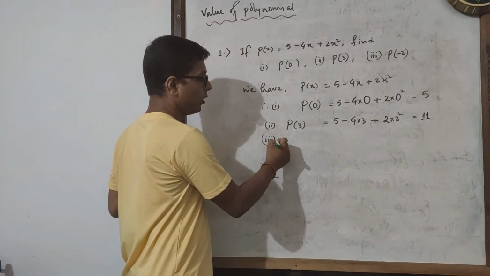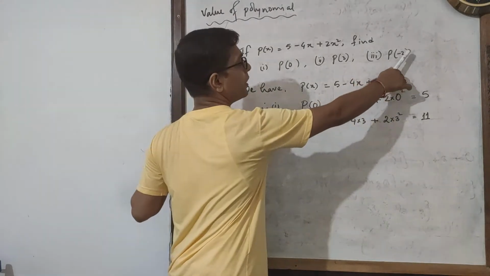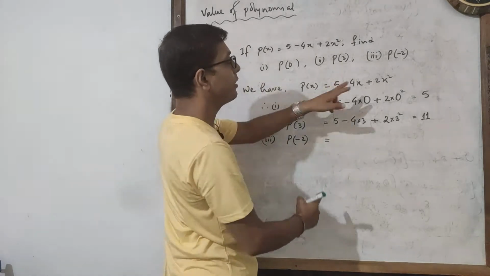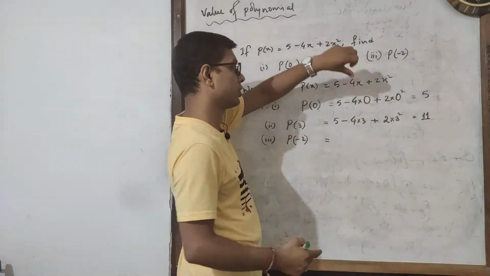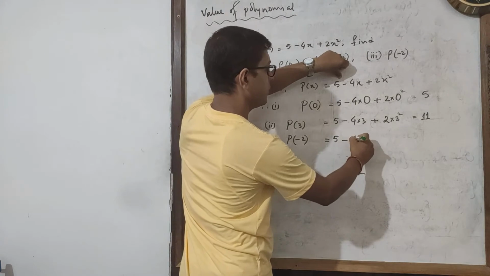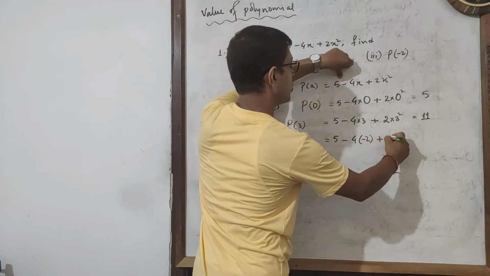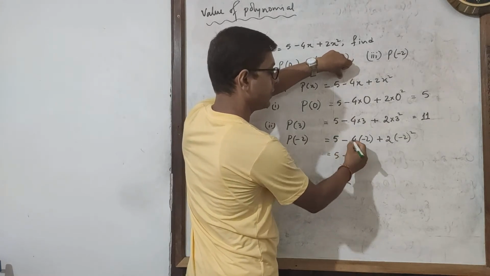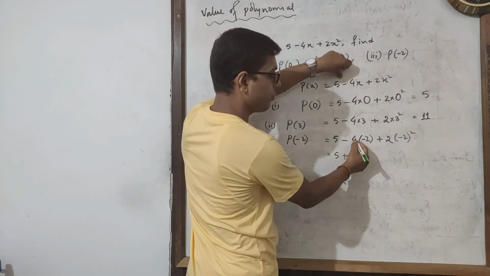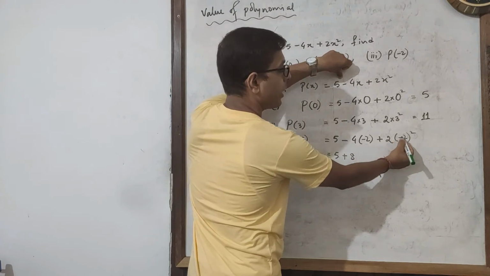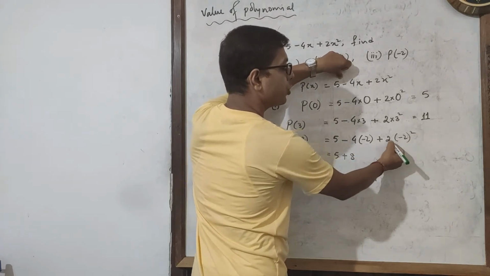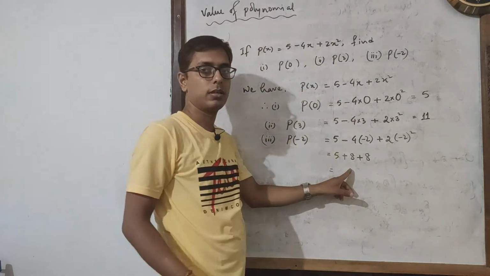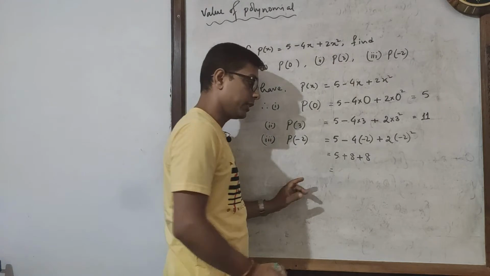Then the third one, look at p(minus 2). You are asked to find the value of this polynomial. Wherever there is x, we will substitute x by minus 2 now. So 5 minus 4 into minus 2 plus 2 into minus 2 squared. So what will it be then? Minus into minus will become plus. 4 2 times is 8. Minus 2 squared will be 4. 4 into 2 is 8. So ultimately 8 plus 8 is 16, 16 plus 5 is 21.